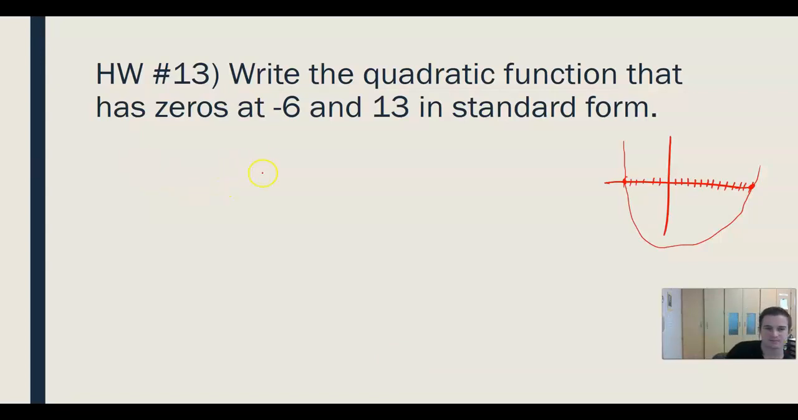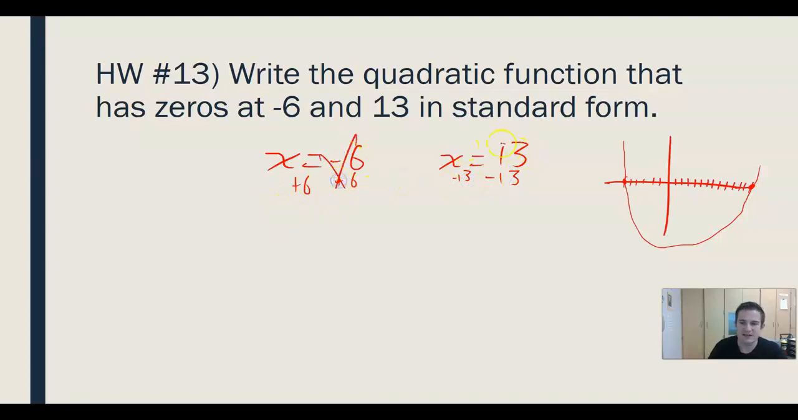So if it has zeros at negative 6 and 13, that means those factors are going to be, if I add 6 to both sides and subtract 13 on both sides, I get x plus 6 equals 0, and x minus 13 equals 0. Again, I'm kind of just undoing what I've already done. So you notice how I'm undoing the steps that I've done in the past as far as finding the zeros of a quadratic function.